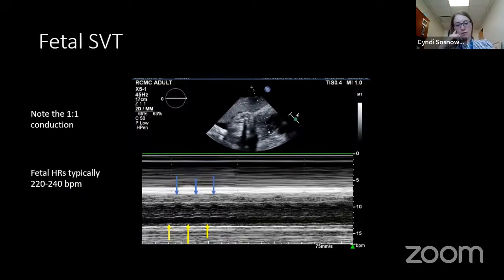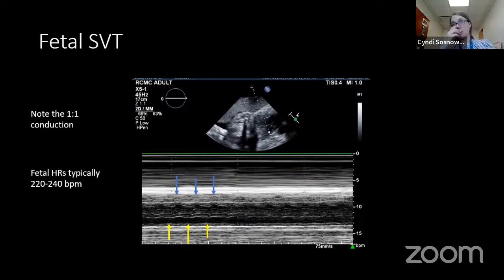This is going to help distinguish this from another tachyarrhythmia, flutter. And again, the fetal heart rates are 220 to 240. So while fetal sinus tachycardia also has one-to-one conduction, it's really the actual heart rate value that is going to help separate a fetal tachyarrhythmia from a sinus tachycardia.